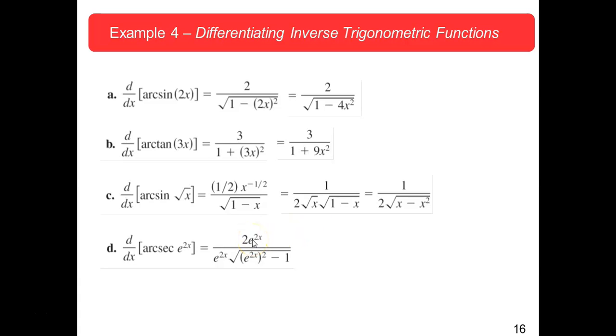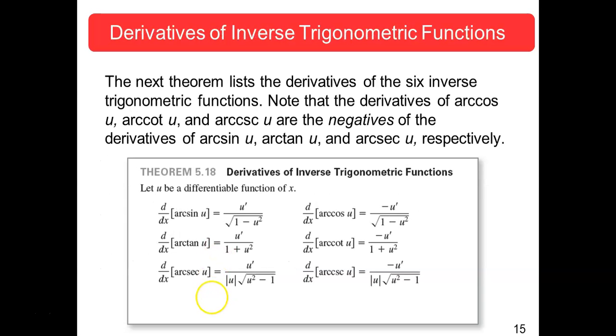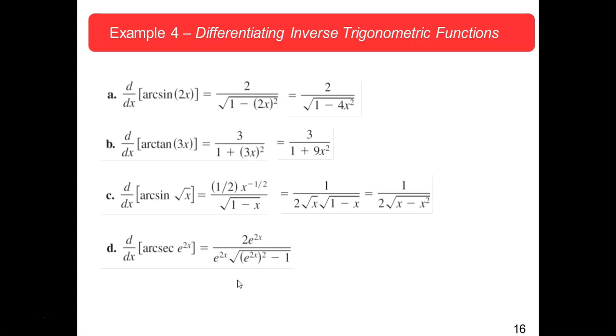So now we look at the derivative of arc secant of e to the 2x. We take the derivative of the inside function, which is just 2e to the 2x. Remember on our derivative formula that it's the absolute value of u. However, note that e to the 2x is always positive, so for that reason we don't have to put an absolute value on that one. And then we just plug in our u, so e to the 2x we square it, which is just e to the 4x.